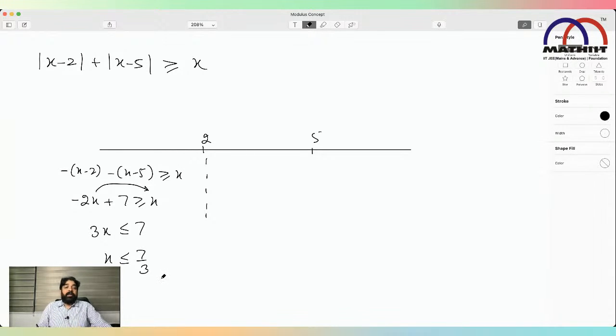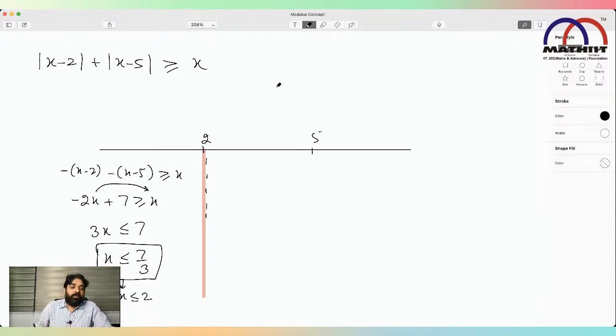Now careful. You are not allowed to cross this boundary. You have to be here. Think carefully. 7 by 3 will be where? 7 by 3 means 2 point something, somewhere here. So this is saying x can go up to 7 by 3. But this boundary is saying you cannot cross this. So I will accept, but not fully. I have to modify this. x should be less than 7 by 3, and I cannot go past 2. So finally, this will give you the answer x less than or equal to 2.